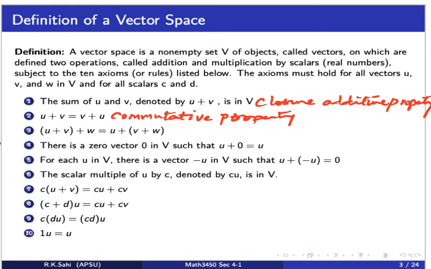Now, the third one is when you add three elements, u, v, and w, all in that non-empty set V, it does not matter how you pair and add them up. I can add u and v first and then add w, or I can add v plus w first and then add u. So the way it is added has no effect on the final answer. So this is called the associative property.